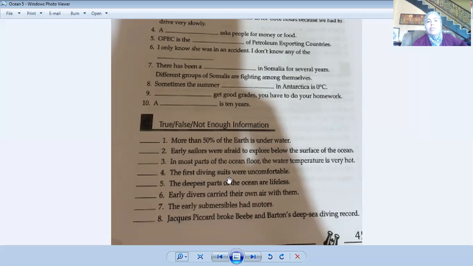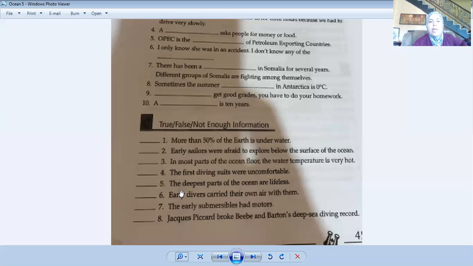The first diving suits, I'm sorry, were uncomfortable. I would say uncomfortable, guys. Do you know why? Because the first diving suit was a cylinder. You have to open up the cylinder and stand in it, and that's your suit. Can you imagine? Somebody can shake you and you can probably die. So it really was uncomfortable, I would say.